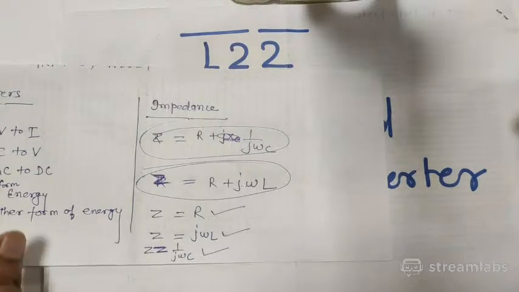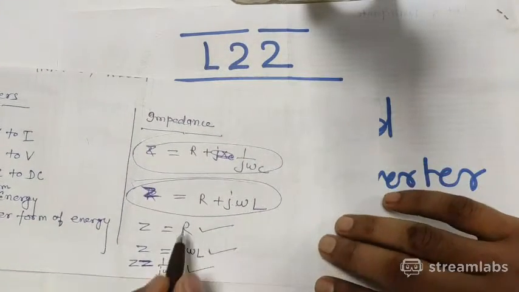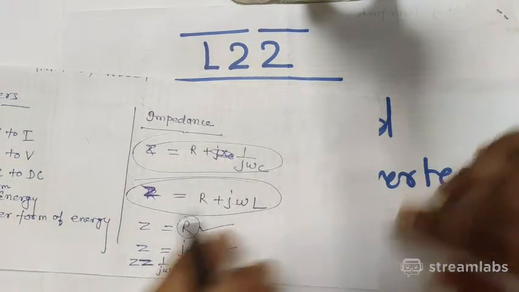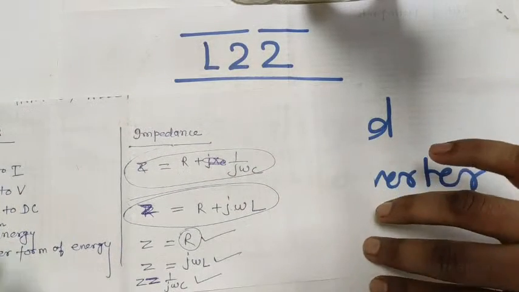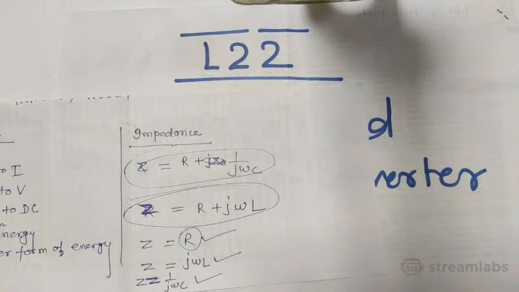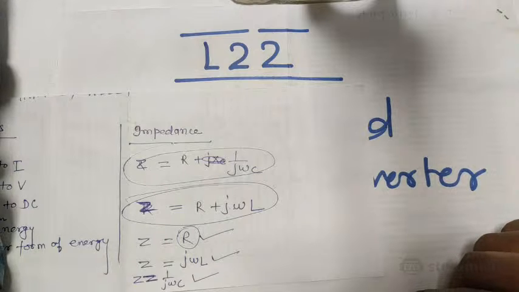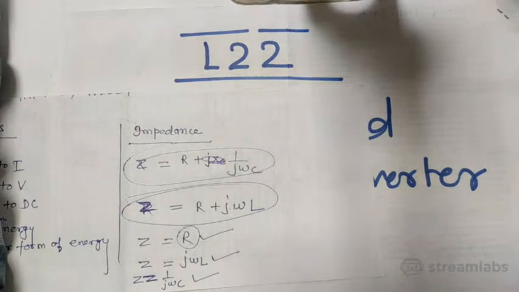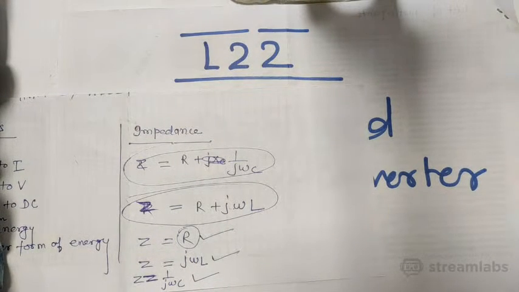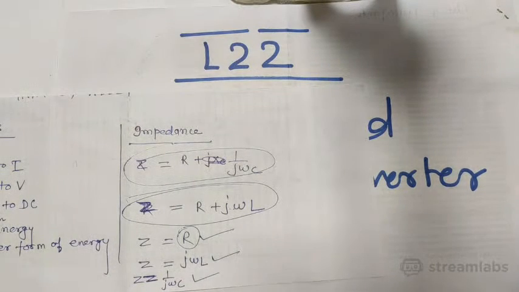Also, converting a low resistance to a high resistance is also impedance conversion. Low impedance to high impedance conversion, or high impedance to low impedance, is also a possibility.